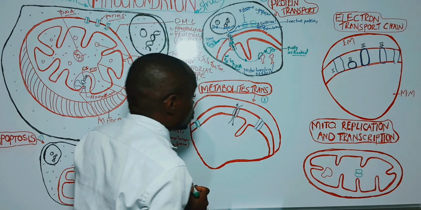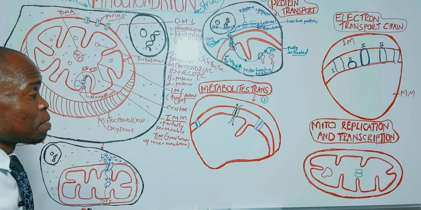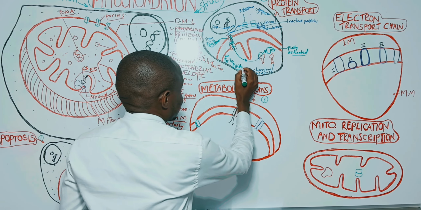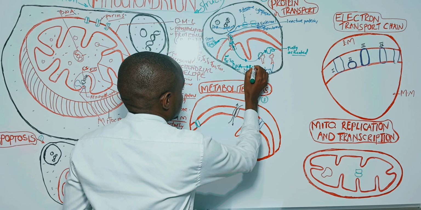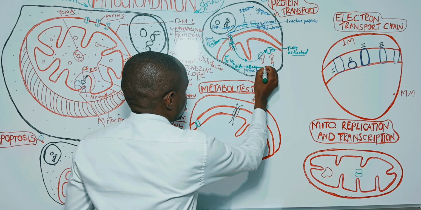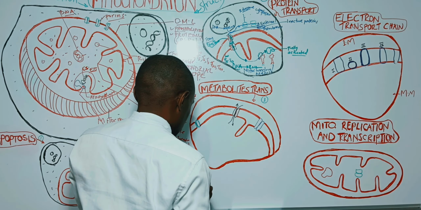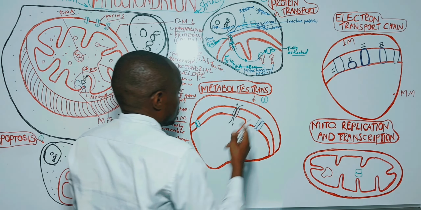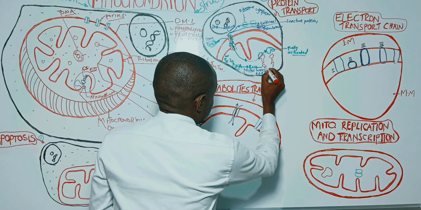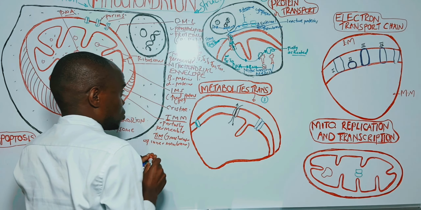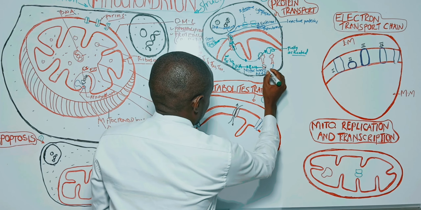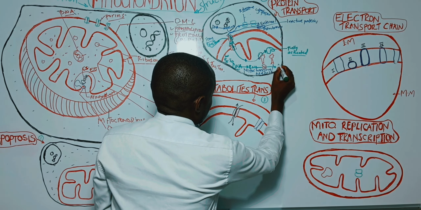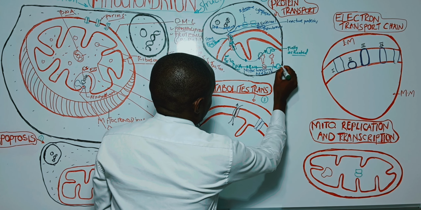Because the mitochondria has DNA, what's going to happen here? It is going to undergo transcription to form messenger RNA, which is going to bind with certain ribosomes. After binding with these ribosomes, they form translation. Then they also form proteins here.